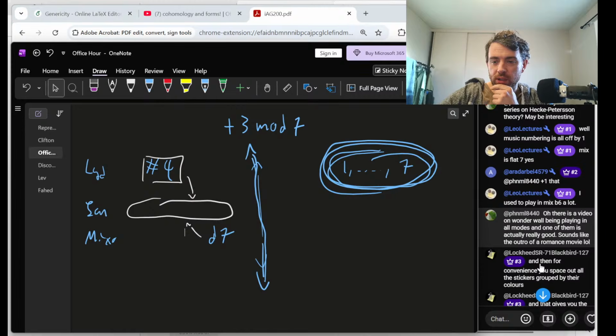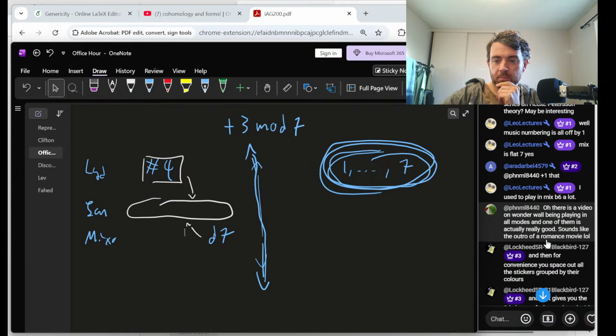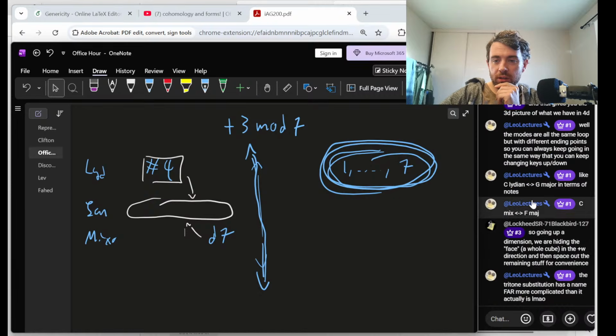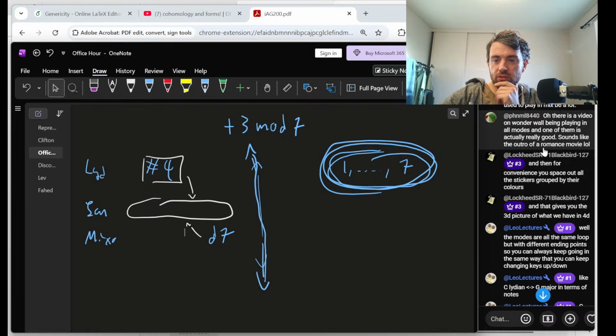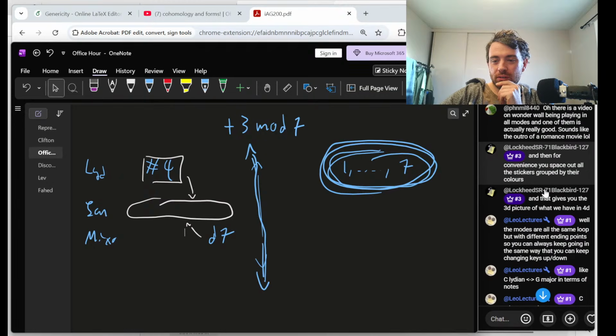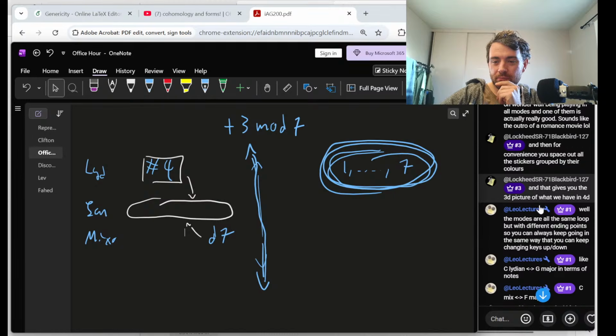You used to play in Mixolydian flat 6 a lot. Interesting. Yeah, there's so much I have yet to learn about all that stuff. There's a video on Wonderwall being played in all modes. Nice. And one of them is actually really good. Wonderwall could have been good. The problem with Wonderwall is that it was really good. That was its problem. It was too good for its own good.